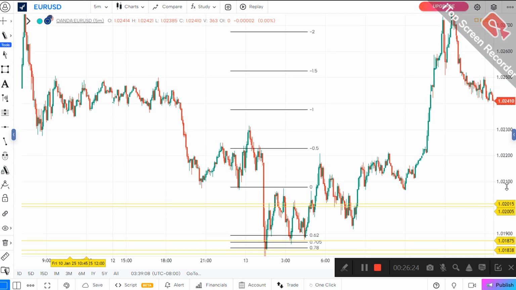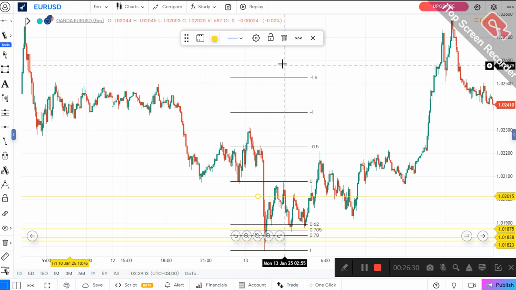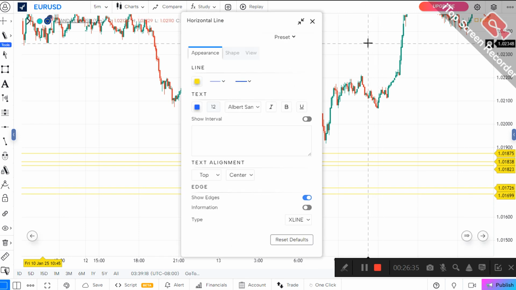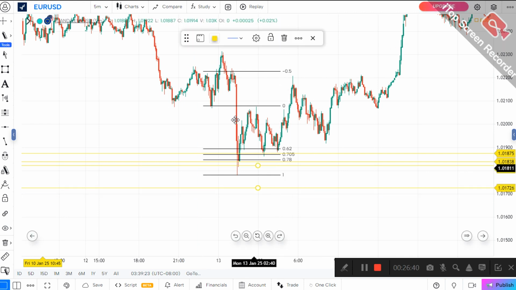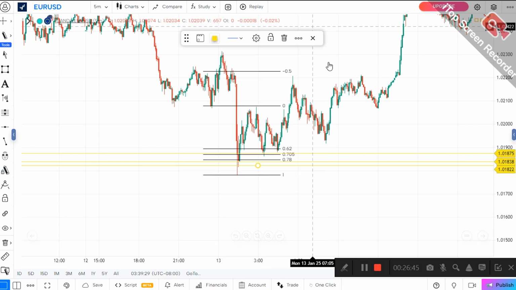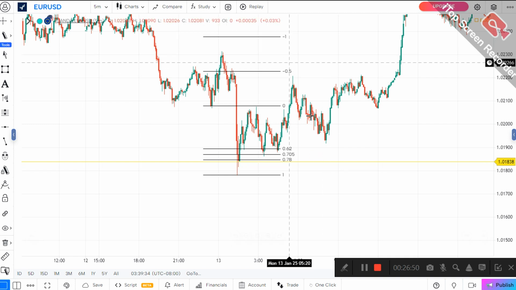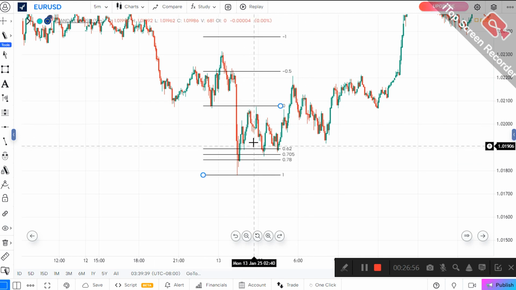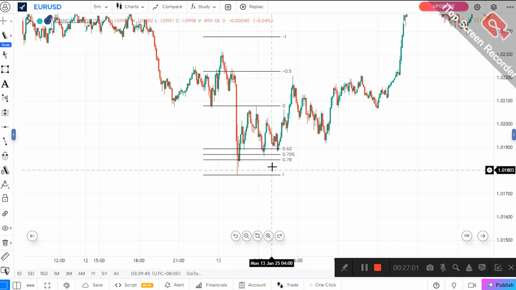First of all, I have to remove all these lines because I have to confirm that this low will be the order zone to go into the upside. If you miss that move, some traders will wait for that move. If it moves to the upside, then when it comes back to the downside, they trade into the upside.